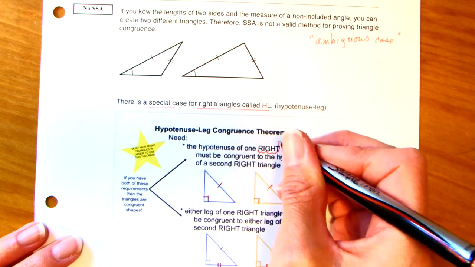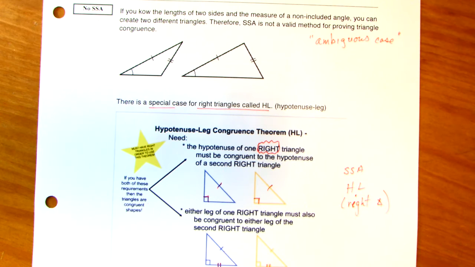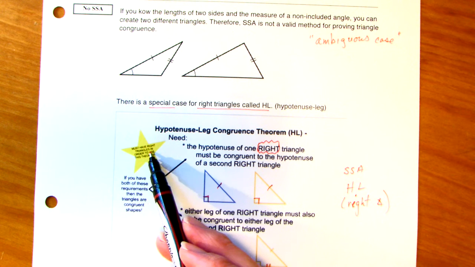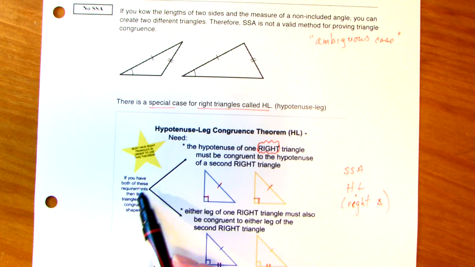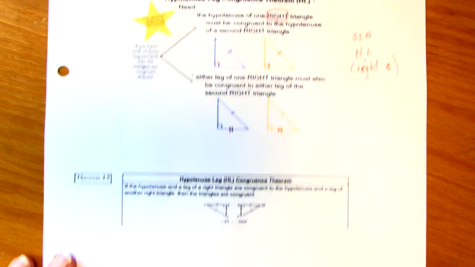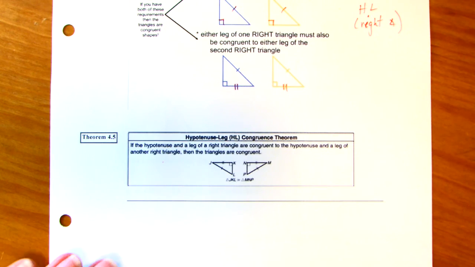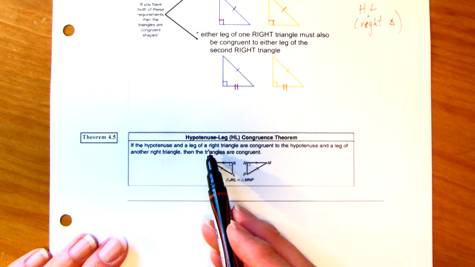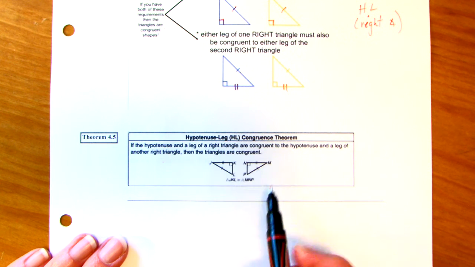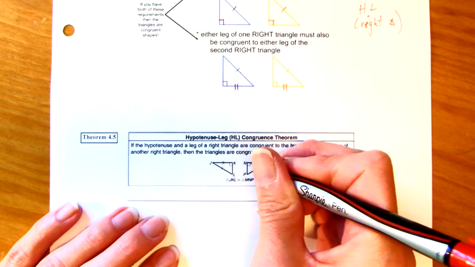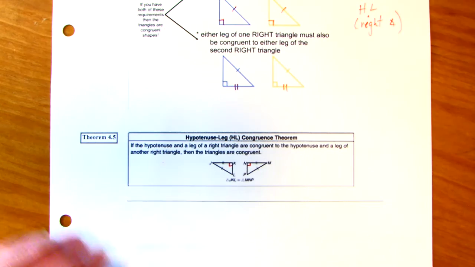Maybe decorate this, because if you don't have right angles, it's just not going to work. Okay. And you must have a right triangle, that's what's in the star, in order to use this theorem. If you have both of these requirements, then the triangles are congruent. Okay? So, theorem, hypotenuse leg congruence theorem. If the hypotenuse and a leg of a right triangle are congruent to the hypotenuse and leg of another triangle, then the triangles are congruent. Okay, so you must have a right triangle. And I want to emphasize that little box there.